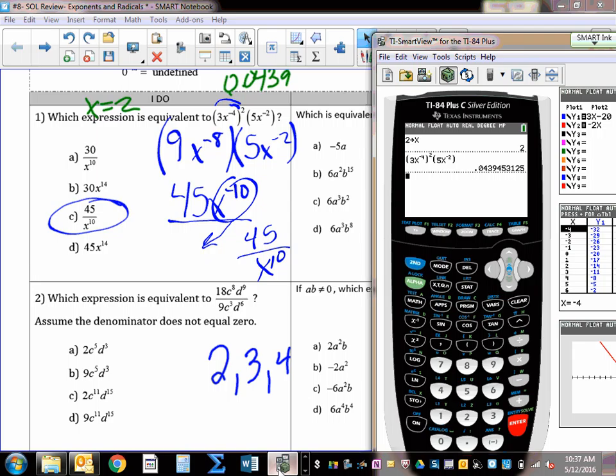Alright, so I believe C is my answer choice, so I'm going to check that. 45 divided by x to the 10th. Oh, look. Does it match? It matches perfectly, so I know I did it correctly. Now you'll notice if I type in one of my answer choices, such as D, where it's 45x to the 14th, it's not the same, so I know that it's not the correct answer. Okay? So you can use it as a method check.